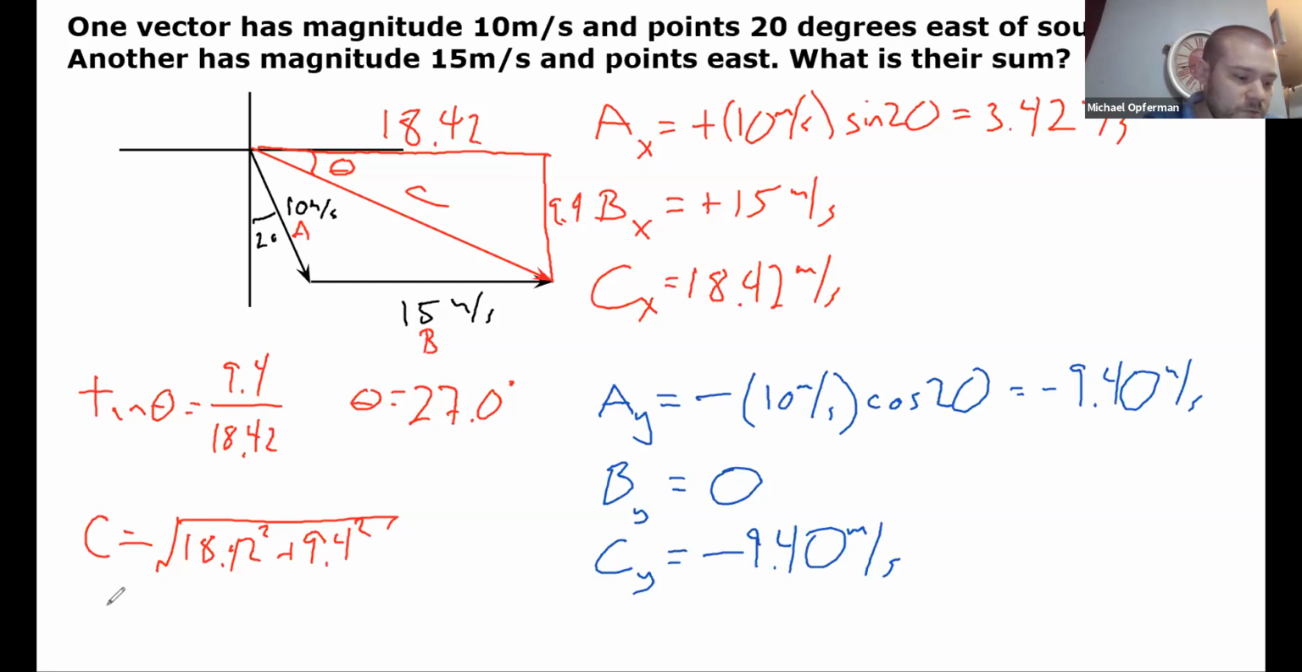So 18.42 squared plus 9.4 squared, square rooted. And I got 20.7. And that was units of meters per second. So there's my magnitude and direction of the answer. And the direction, by the way, is actually clockwise from plus x, based on my picture, you can see. Okay, so there's another example of adding vectors with the component representation and a little illustration of the geometrical representation as well.